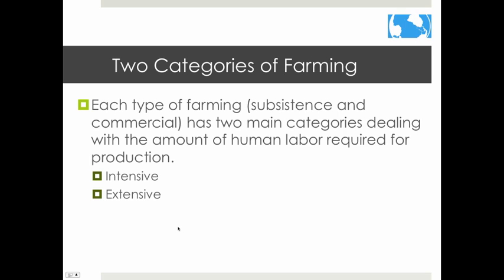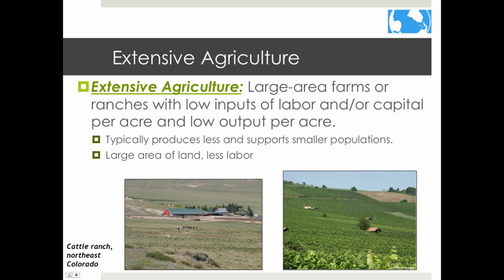We also have 2 more categories of farming, that's intensive and extensive farming. It has to do with the amount of work you're doing or spending time and energy into the farming itself. Extensive agriculture is using large area farms and ranches. Typically, you're not putting a lot of work and or money into it per acre, and you're not producing as much. You're going to support smaller populations with this type of farming.